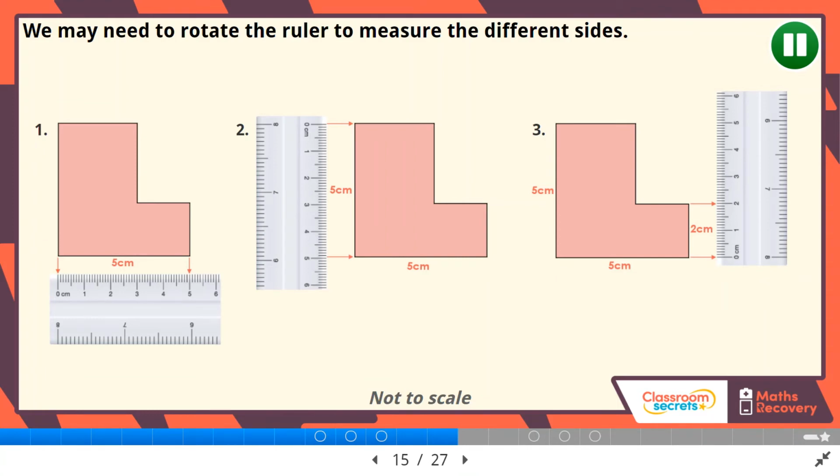In step 1, we can see that the length of the bottom side is 5 centimeters. In step 2, the length of the side to the left is also 5 centimeters. In step 3, the shorter length to the right is 2 centimeters.